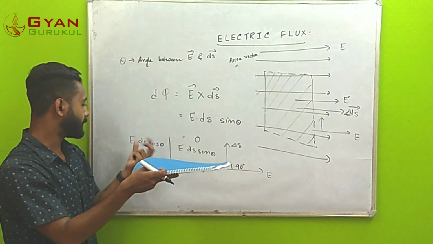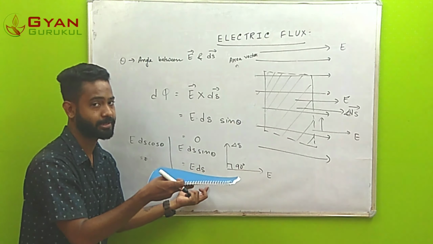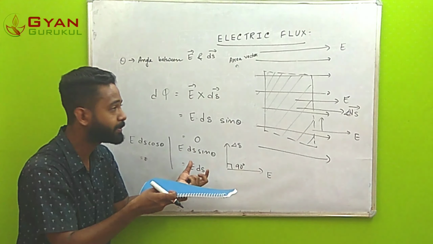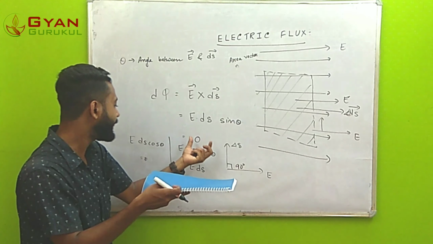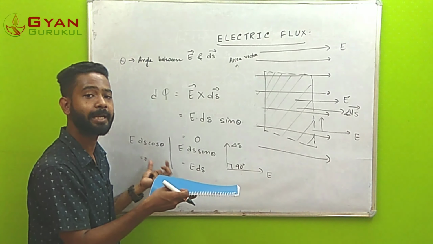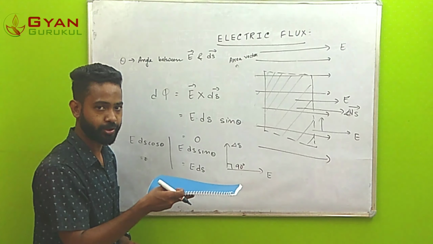But in this case, the dot product is giving us a 0 value, but the cross product is not giving us a 0 value. Hence, the correct expression for flux is not represented by cross product. In any situation, it has to be represented by dot product. So that has to be kept in mind for any kind of situation.